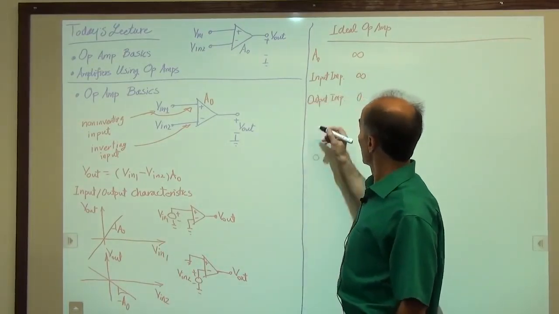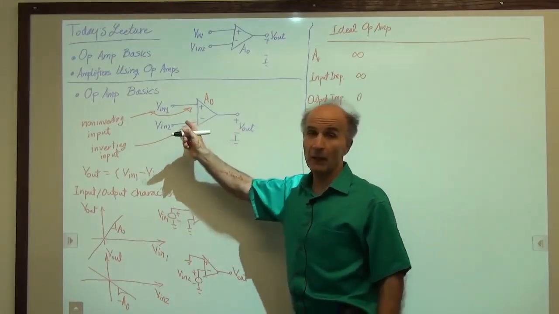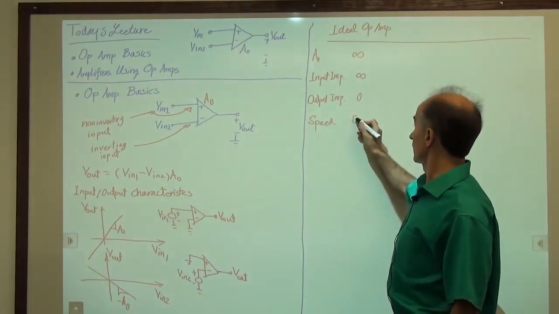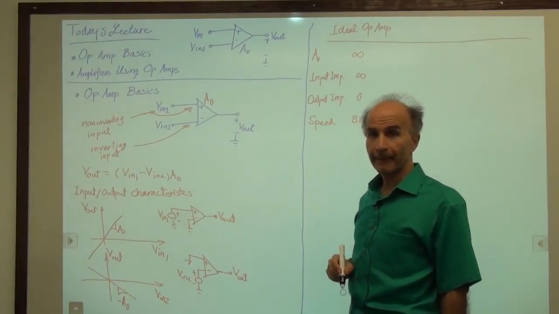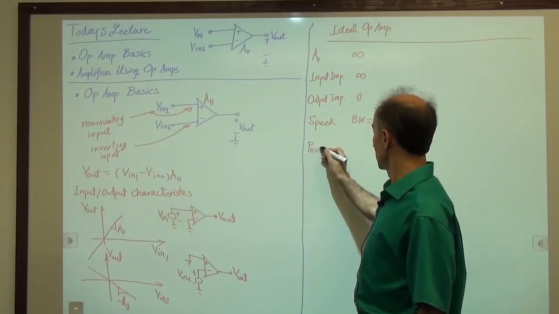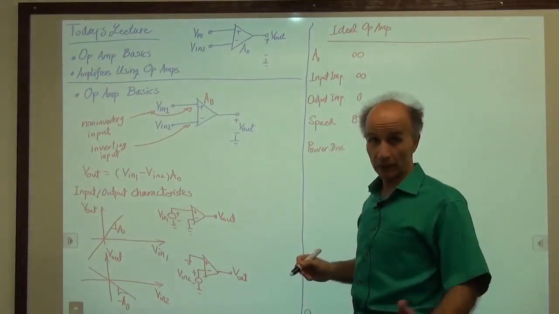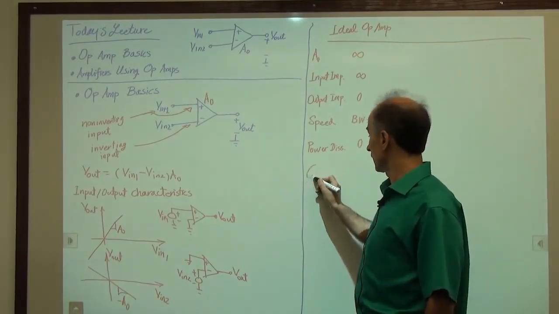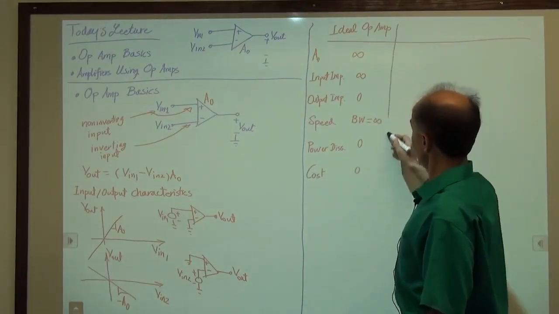That's the best type of voltage amplifier you can build. Okay, what else? Well, how about speed? This op-amp must be infinitely fast. So the speed, the bandwidth, for example, would be infinite. So bandwidth is equal to infinity. And power dissipation should be 0, ideally, right? 0. Cost should be 0. Okay, so that's the ideal op-amp.